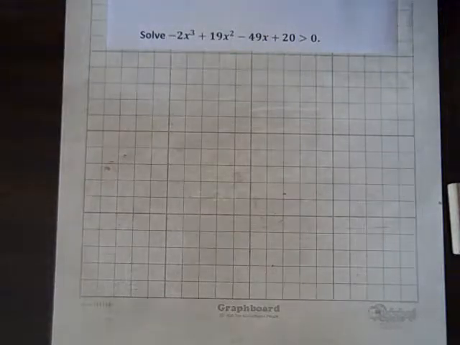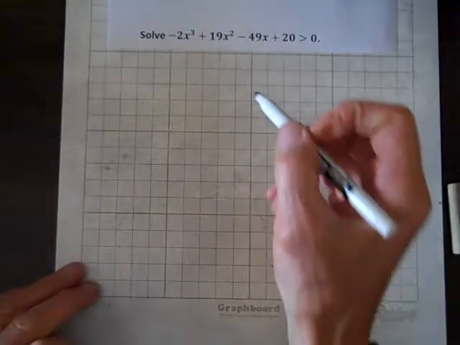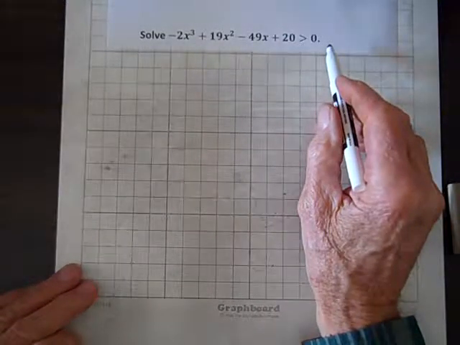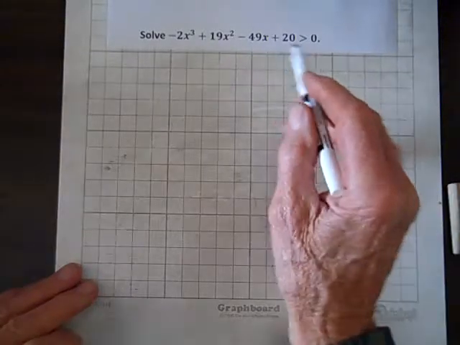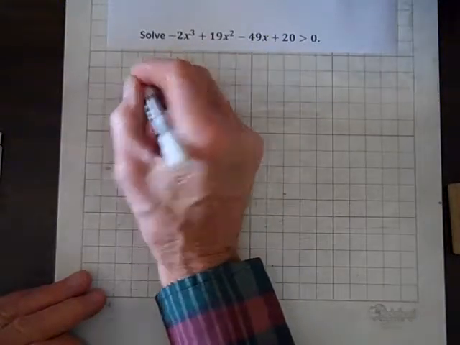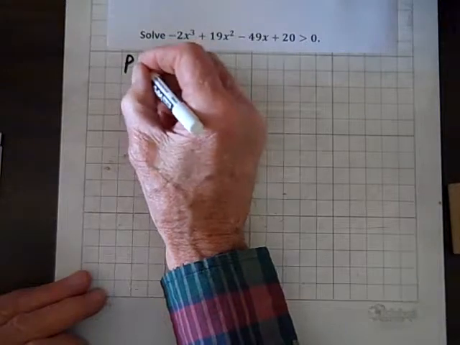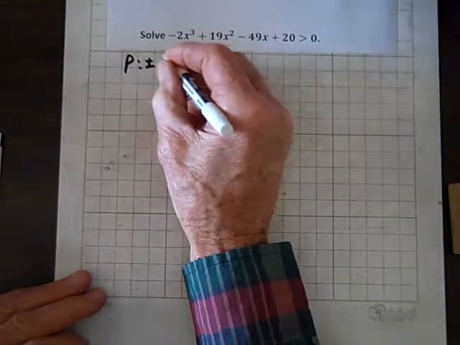Okay, now we have to solve this thing. And it says, let's see, solve this inequality. Okay, well, look, let's factor this, and we'll use synthetic division, so we have to come up with the P over Q, so we'll find all the possibilities for P. So P, plus or minus, what are all the factors of 20?